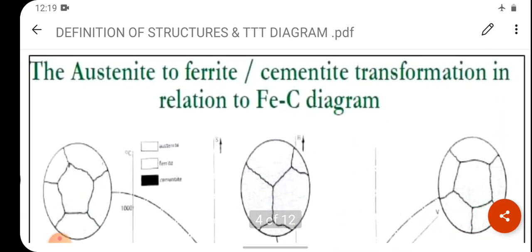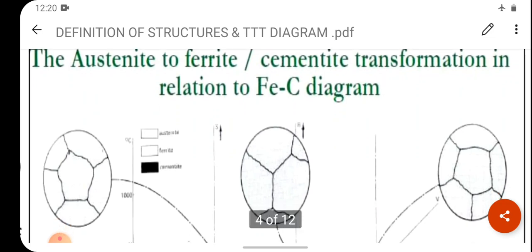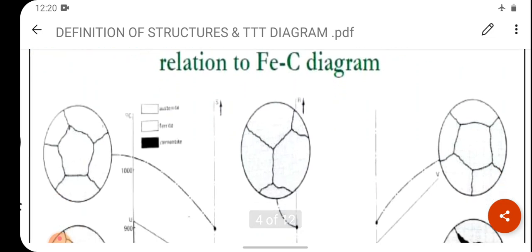Now this will be perfect. So the austenite to ferrite or cementite transformation in relation to the iron carbon diagram. So here I have drawn a microstructure at different percentages of carbon.